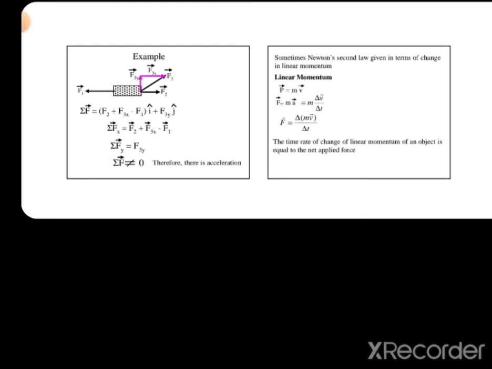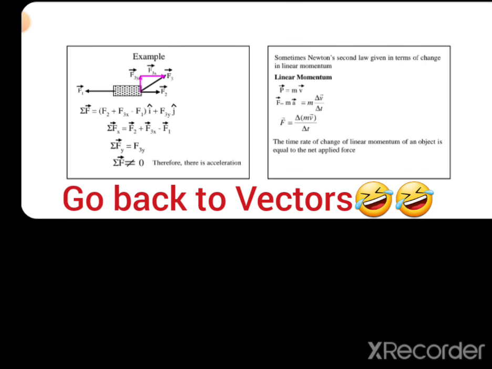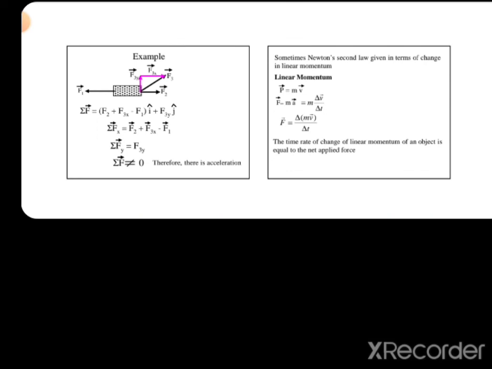That's why you have F3x. So the F3x there in that diagram in example 1 is the vector of F3 in the x-axis. The F3y there is the vector of F3 in the y-axis. Go back to vectors and know how to resolve vectors. Now you are going to find the total forces, the summation of F, which is going to be the forces acting in the x-axis and forces acting in the y-axis. You just leave your answer like that.